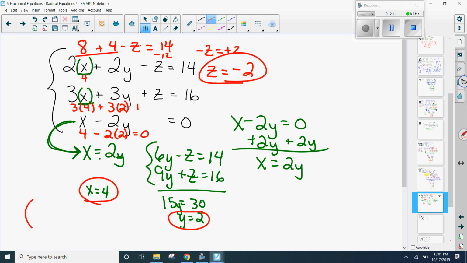3 times y, which is 2, 12, plus z, which is negative 2. So you get 12 plus 6 is 18, plus negative 2 is 16. That's a true equation. So all 3 of those make it true.